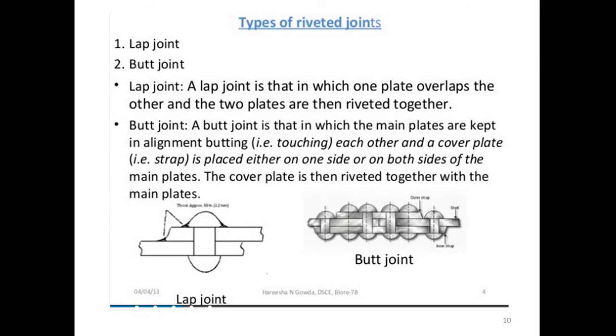It is placed on both sides, and that cover plate or strap is fixed with rivets to the main plate, so riveting takes place. The cover plate is riveted together with the main plate, and the outside plate is again riveted with the main plate. In the case of a lap joint, two plates must be overlapped. In the case of a butt joint, the main plate has a cover plate, which may be on one side or both sides, and it is riveted.